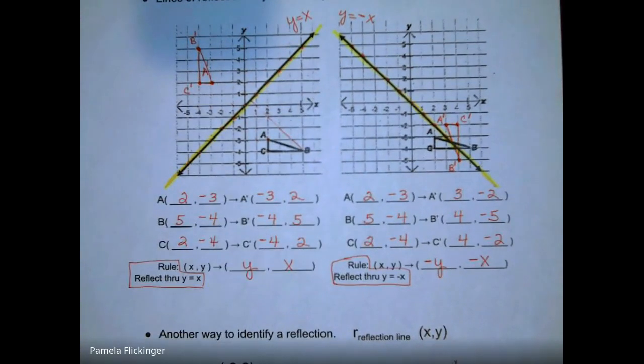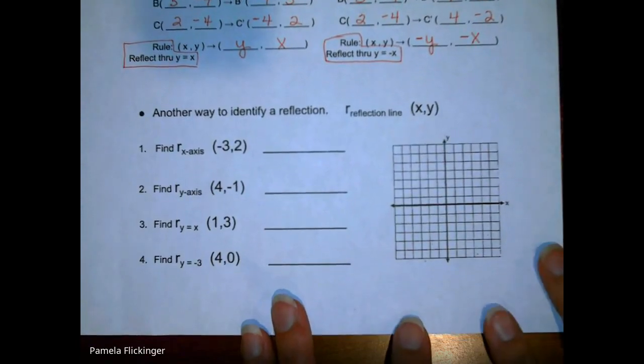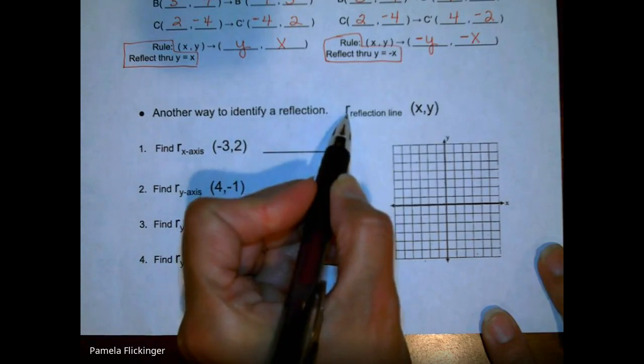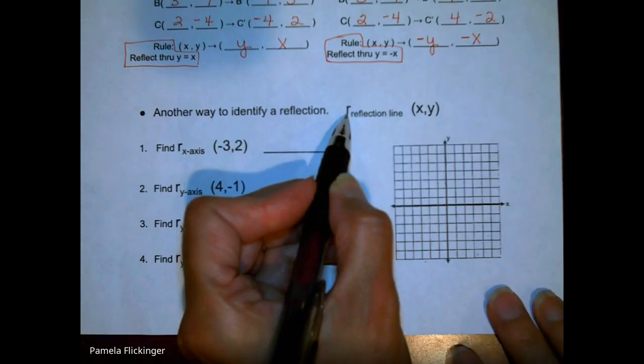All right, so let's try to use the rules for the x-axis, y-axis, and these two diagonals down here. Now, notice there is a way to identify a reflection. So with translations, remember we have the capital T. With reflections, you're going to see a little r. All right, and it's important that it's a little r because capital R will be for rotation. Okay, since we have two R words. So the little r is reflection.